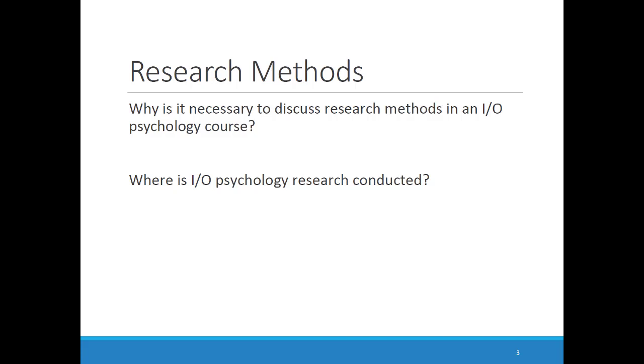Research methods is really fundamental to IO psychology. That's why we are taking a whole week to learn about research methods, and you have a whole chapter in your textbook devoted to it. So where is IO psychology research conducted? It's conducted in academic settings like universities. It's also conducted in organizations. So researchers might go into organizations to study the workers. It's also conducted online, and we're going to talk more about the settings of research as we go through this slide deck.